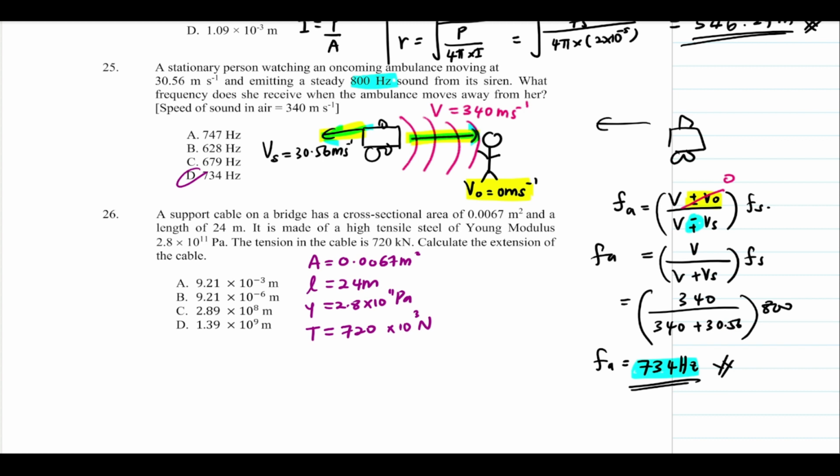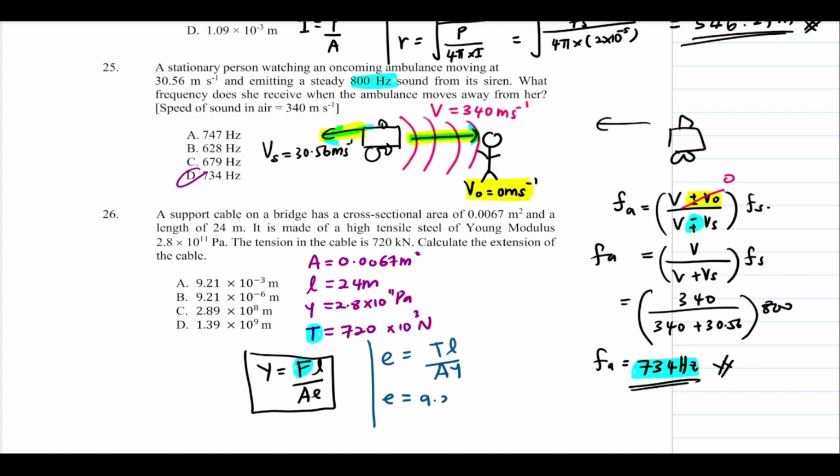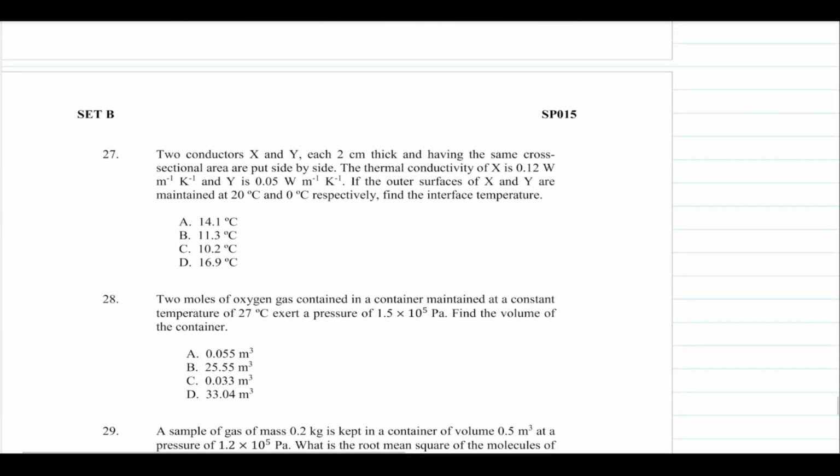So daripada sini saya tahu dah saya nak guna formula young modulus. Y equals FL over AE. And the force that exerted on the cable is the tension. So gantikan sajalah nanti. So you nak kira E, so E equals TL over AY. Therefore, substitute T, tension dia tadi berapa, L dia berapa, A berapa, Y berapa, and then you akan dapat 9.21 exponent negative 3 meter. Okay, so this is the answer. Boleh? Good.